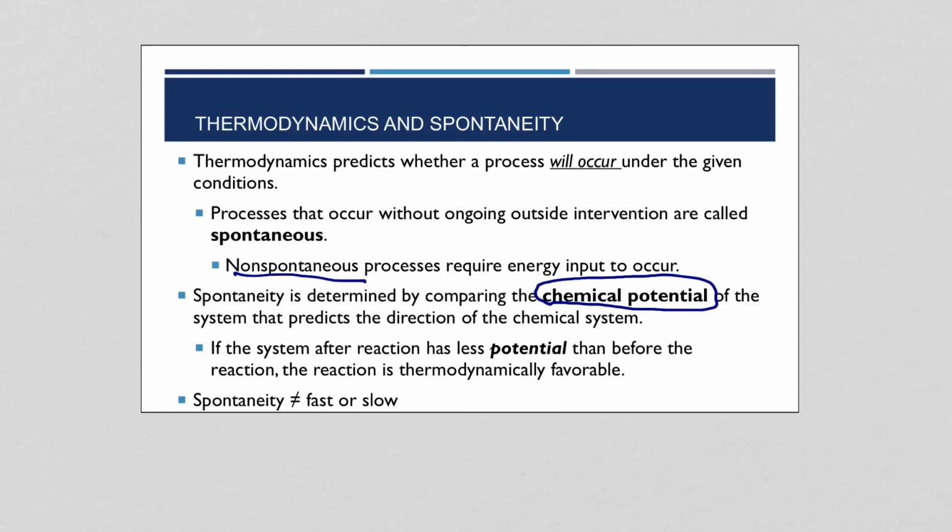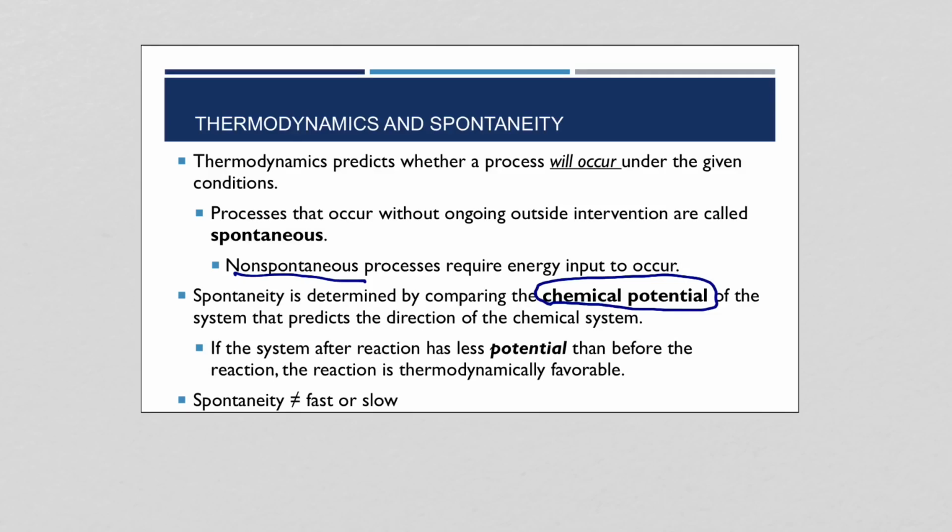So we're going to compare the chemical potential of the system that predicts the direction of the chemical system. So in other words, we're going to look at how this chemical potential changes. So if the system after the reaction has less potential than it did before the reaction, then that reaction will be spontaneous, right? It'll be what we call thermodynamically favored. So again, we're going to look for a decrease in that chemical potential as our criteria for spontaneity.